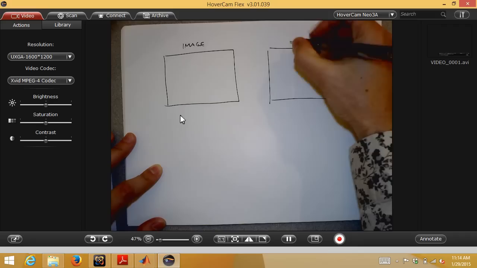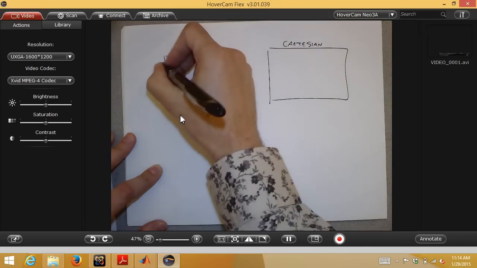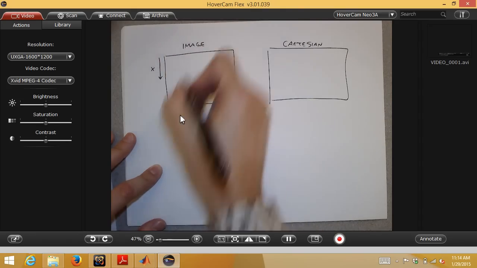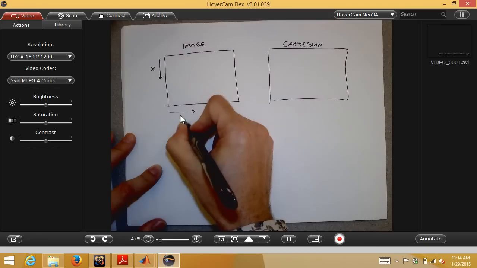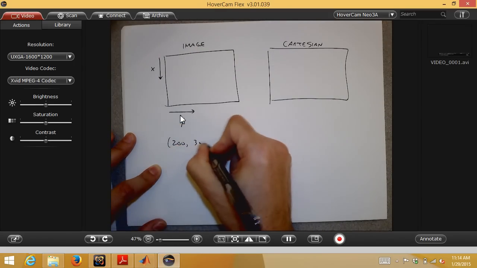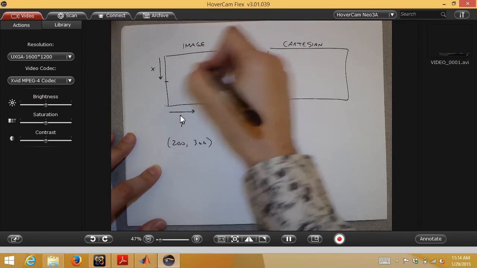I guess I would call this the difference between image and Cartesian coordinates, right? In image coordinates, you would say, okay, this is the direction of increasing X, and this is the direction of increasing Y. So if I said 200 comma 300, you would say, okay, I'm going to go down this way and go over this way, right?